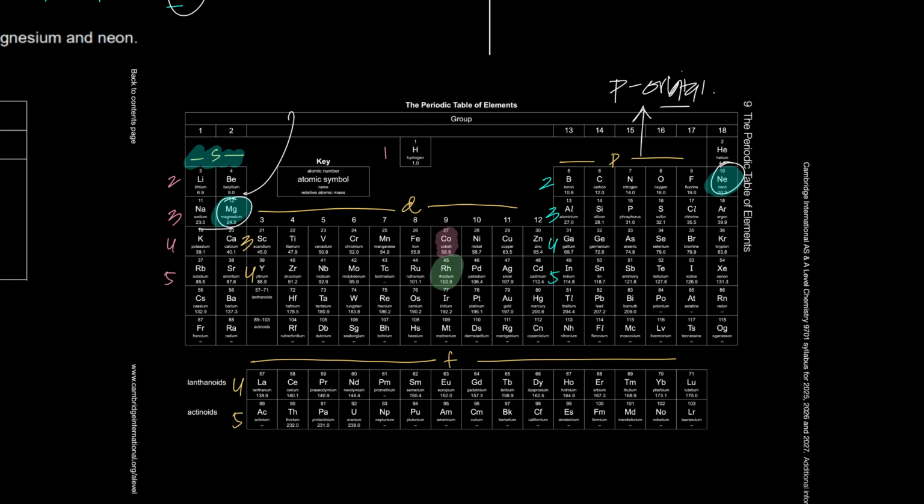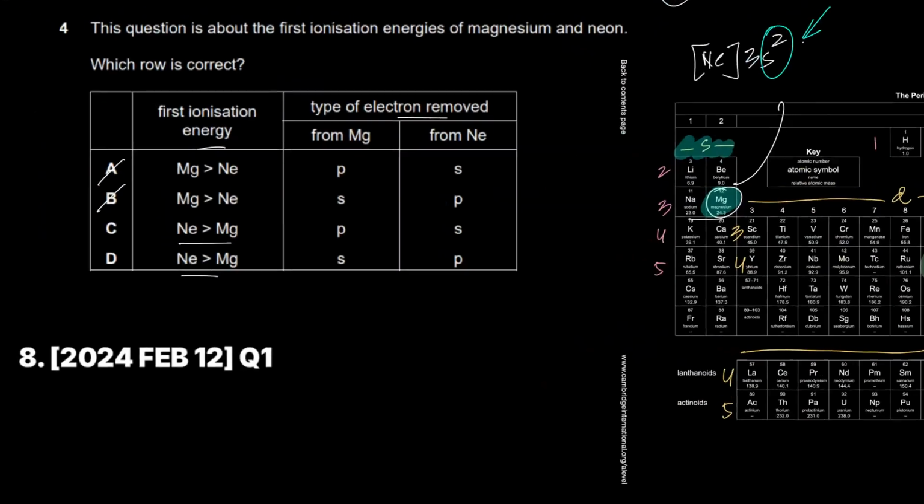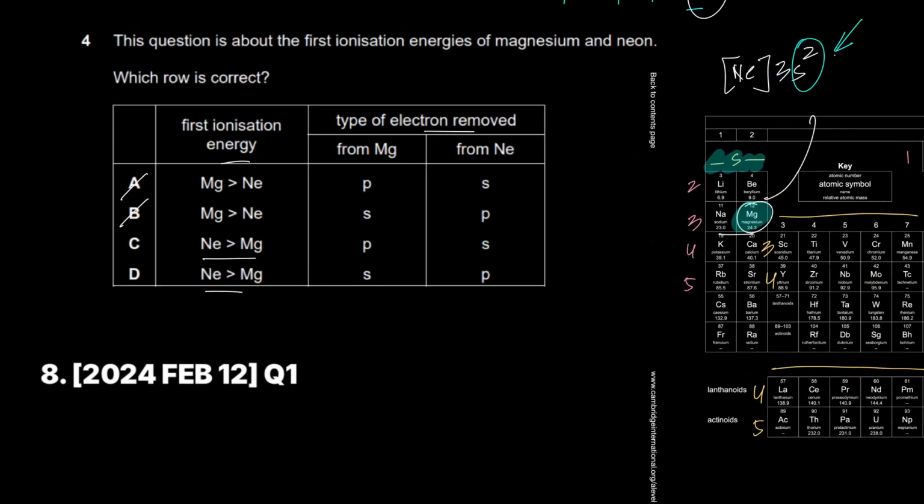And you can even check it out. This is the electronic configuration for magnesium, the shorthand one: neon 3s2. So where would the electron get removed from? It would go from the S orbital. So magnesium loses it from the S, and neon loses it from the P. So D is correct, C is wrong.